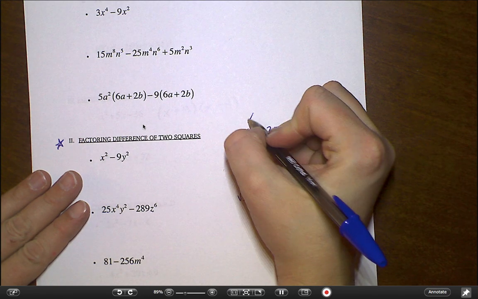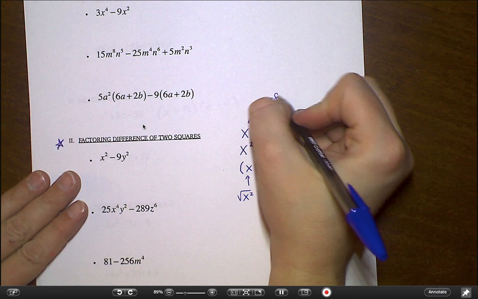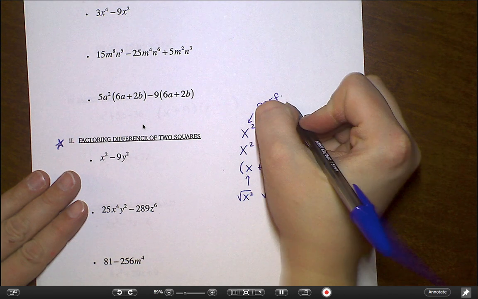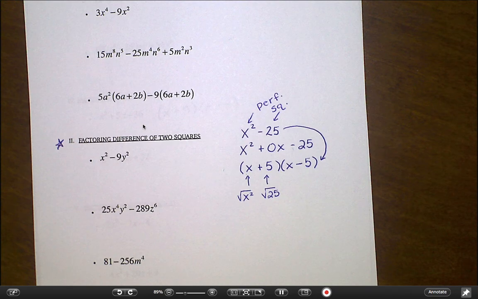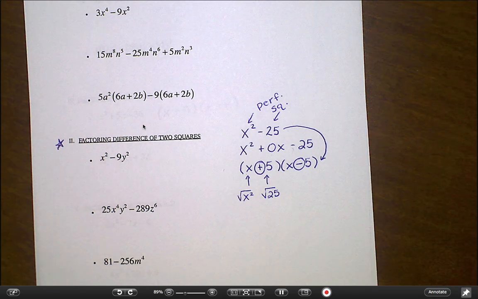Because these were both perfect squares. They were both things that I could take square roots of. I could split them into two equal factors. And then also notice your signs. You've got one positive and one negative.